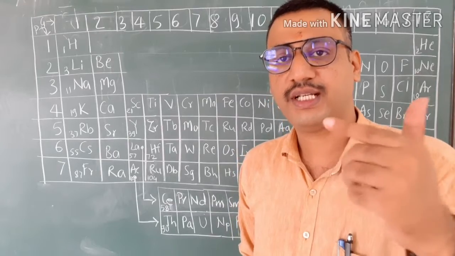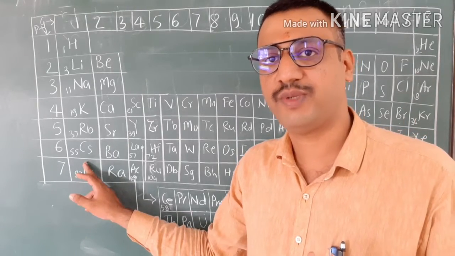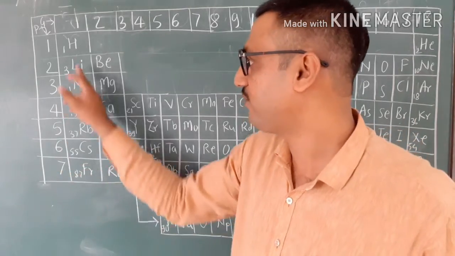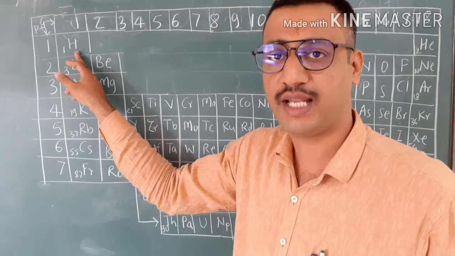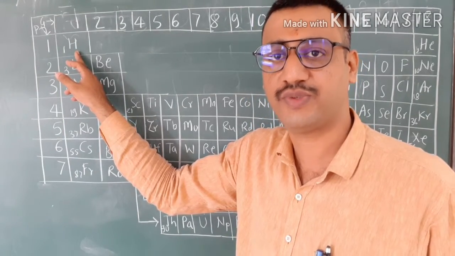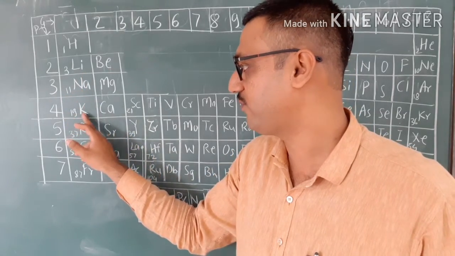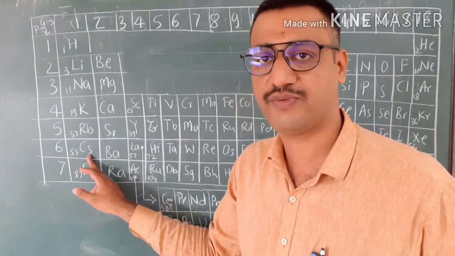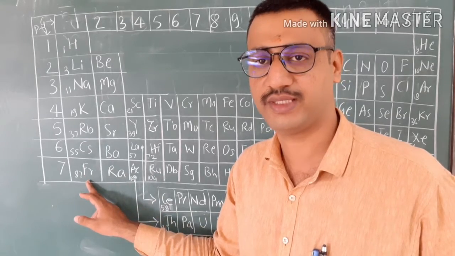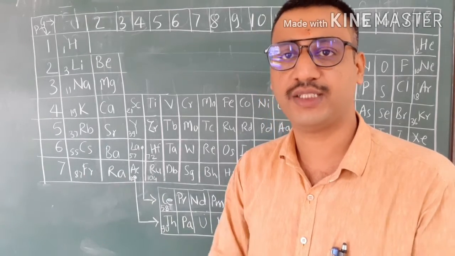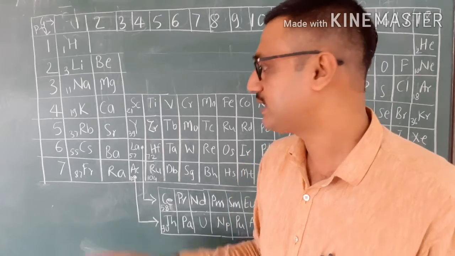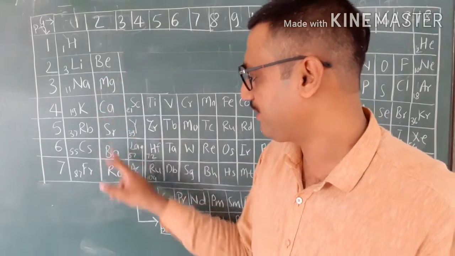So what is the general outer shell electronic configuration of first group elements? It's ns1. That's why the last shell electronic configuration for hydrogen is 1s1, for lithium it is 2s1, then here 3s1, 4s1, 5s1, 6s1 for cesium, 7s1 for francium. First group elements are also known as the alkali metals. Second group elements are from beryllium to radium.